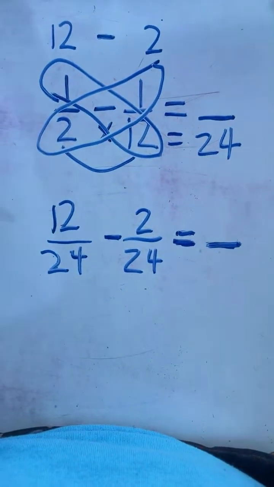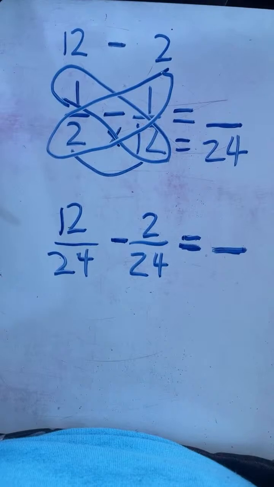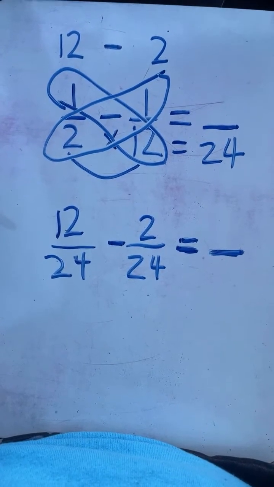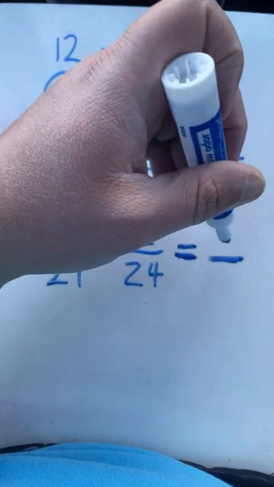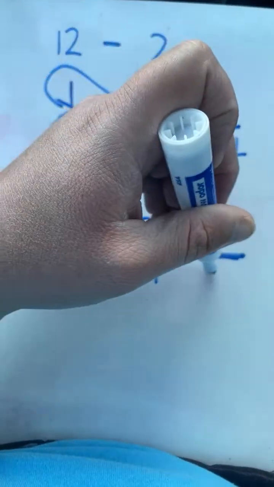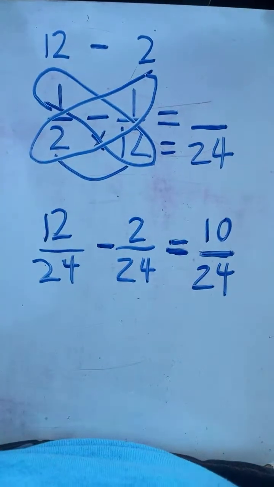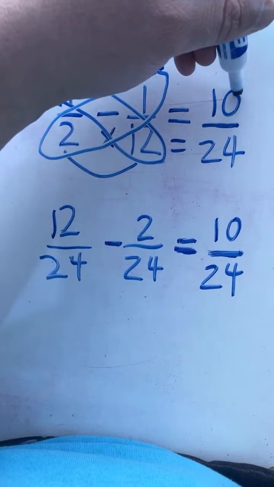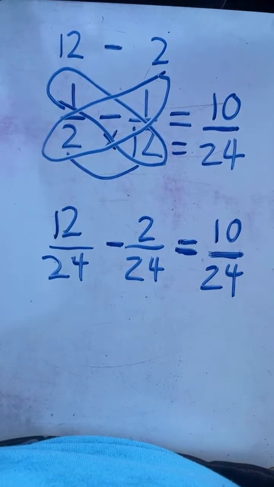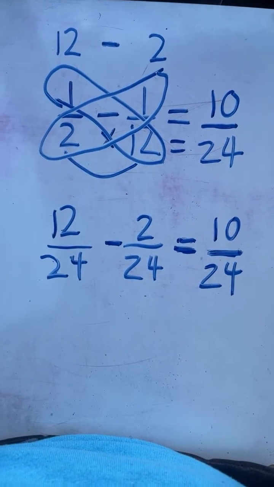So now that we have a common denominator and we have our two different numerators, we can simply subtract our numerators and keep the denominator the same. 12 minus 2 equals 10, keeping the denominator the same at 24. And our answer, 1/2 minus 1/12 equals 10/24.